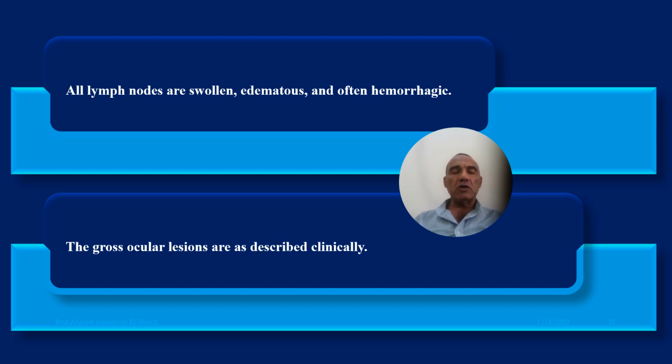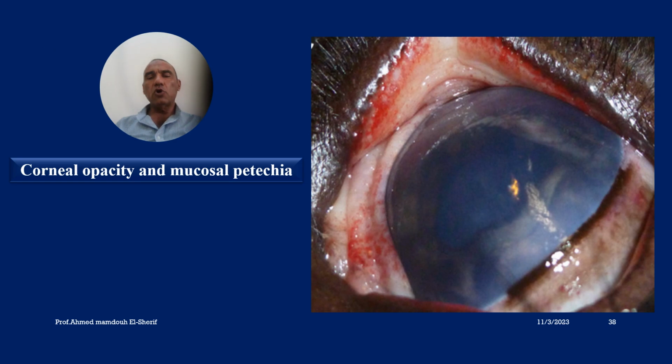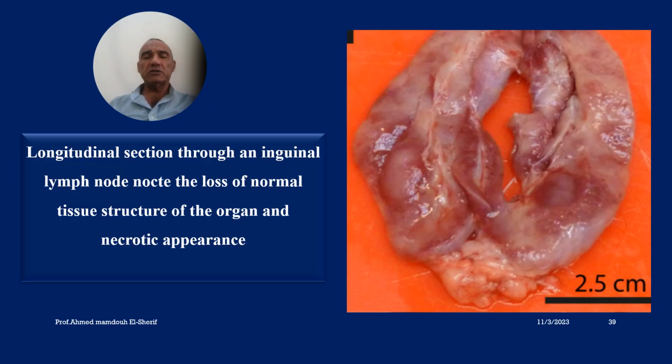The gross ocular lesions are as described clinically. Corneal opacity and mucosal petechiae are clear in this picture. Longitudinal section through inguinal lymph nodes, and you can note the loss of normal tissue structure of the organ and the necrotic appearance of these lymph nodes.